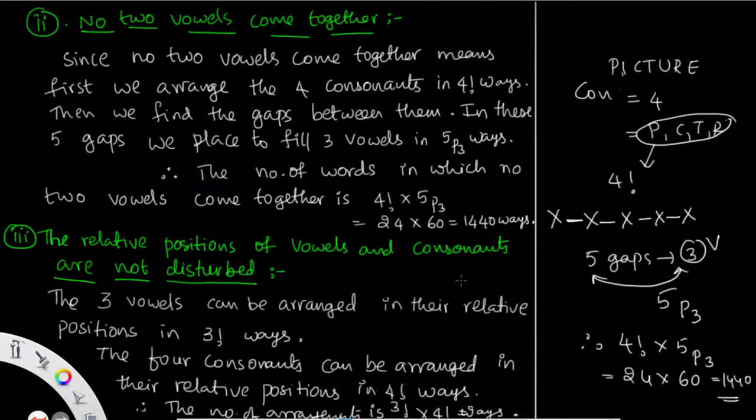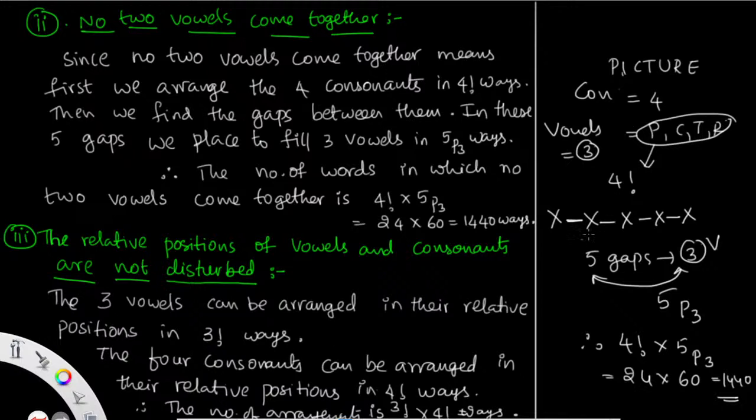For question number 4, second bit, similarly the third bit is given. The relative positions of vowels and consonants are not disturbed. So how many vowels are there in this word? 3 vowels. Relative positions means you should arrange only vowels in the places of vowels, and consonants in the places of consonants.